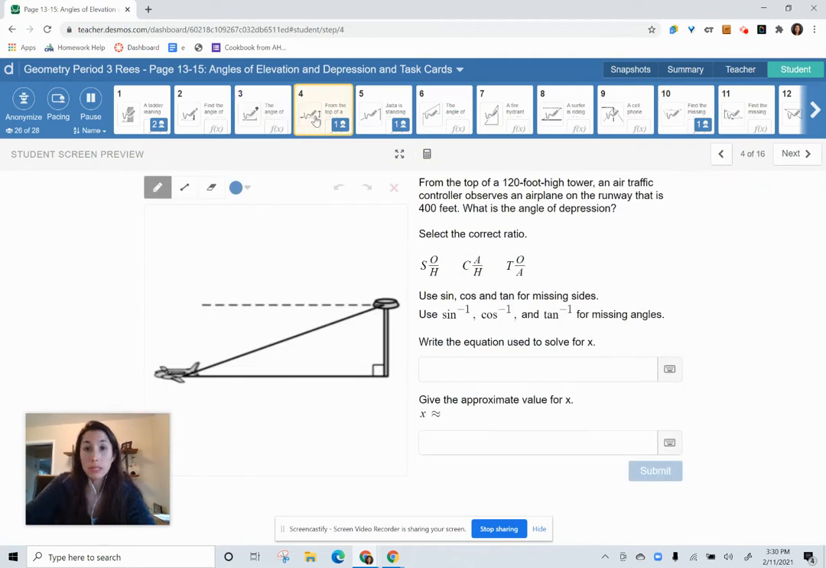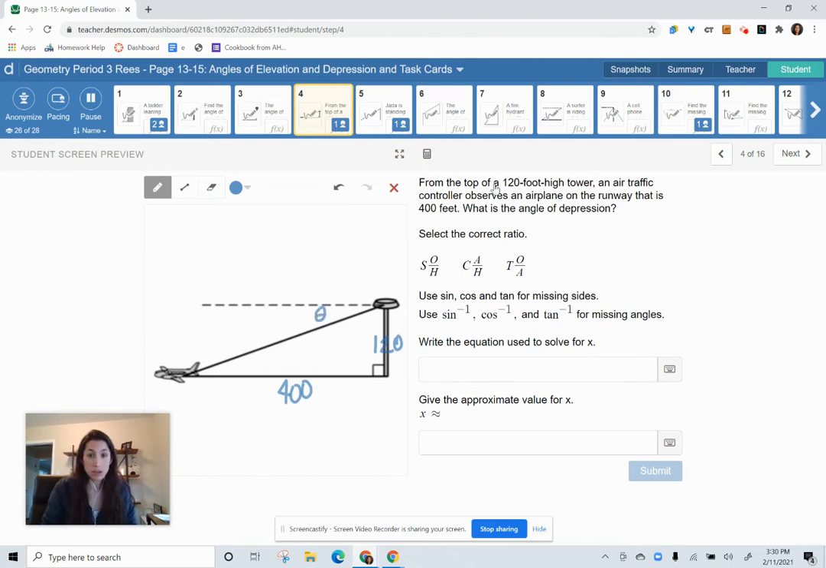We'll try one more completely together, and then I'll be setting up the rest, but not doing them completely. So we've got one more together. We've got from the top of a 120-foot tower, so this is 120 feet, and we've got 400 feet here. We are looking for the angle of depression. Okay, that's the angle of depression.